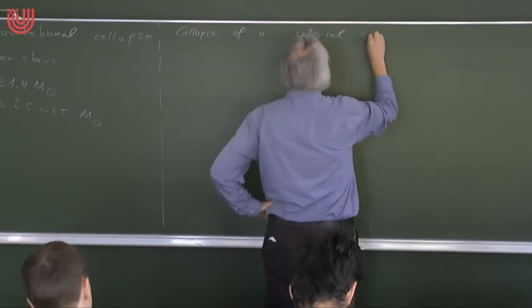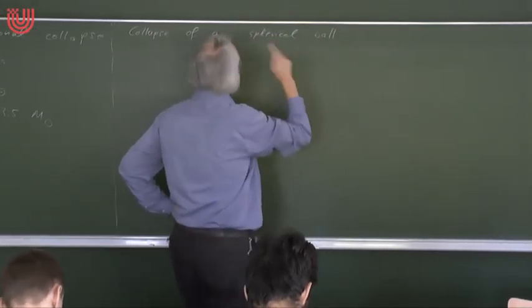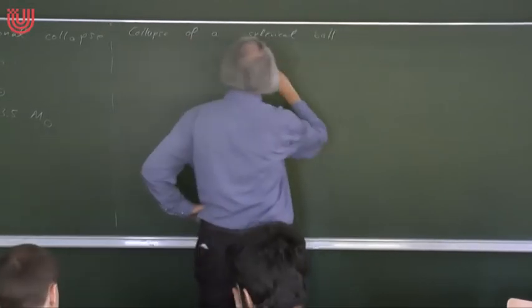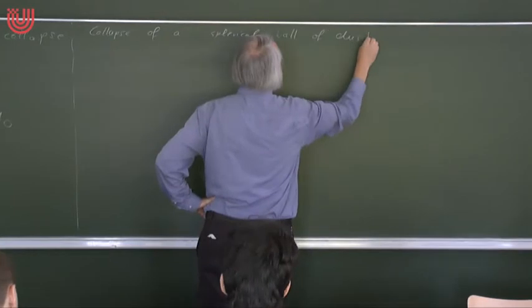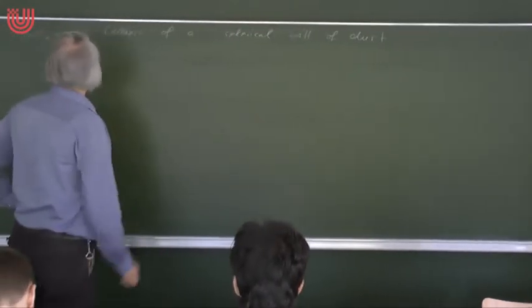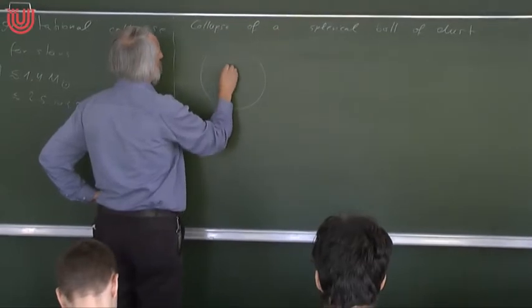Spherical ball of dust. A ball of dust could also rotate, right? When I say spherical, it's clear that it does not rotate. It's spherically symmetric, a spherical ball of dust. So we start, of course, with a radius which is bigger than the Schwarzschild radius. So here we have dust.